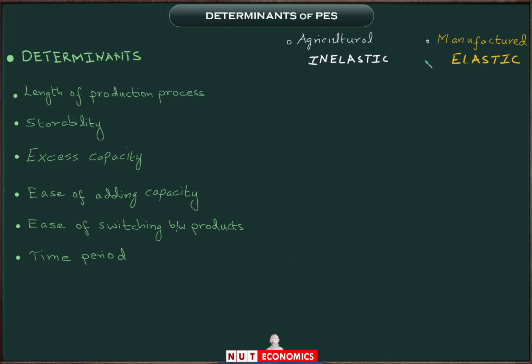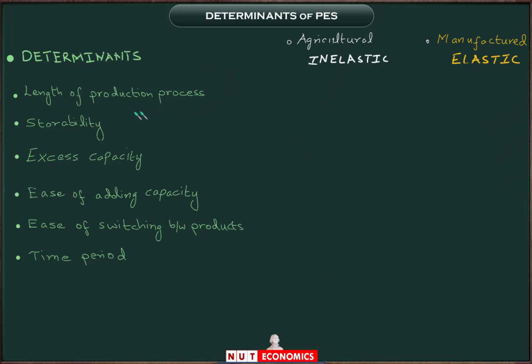Now, just to make sure that everything is clear, manufactured products simply mean any good that can be produced in a factory. That is what we mean by manufactured good. And this is a general observation that you will find in reality. So this is something that the examiner will quite often ask you in reference to your knowledge of the determinants of a product's price elasticity of supply.